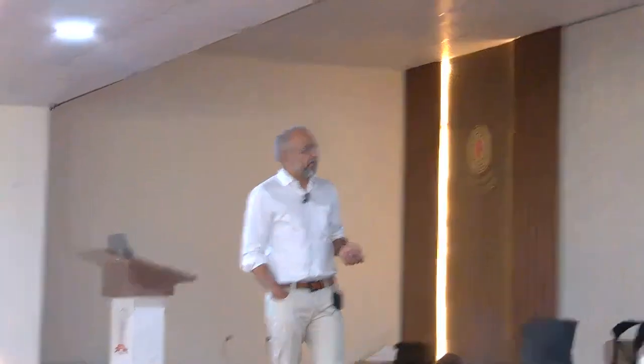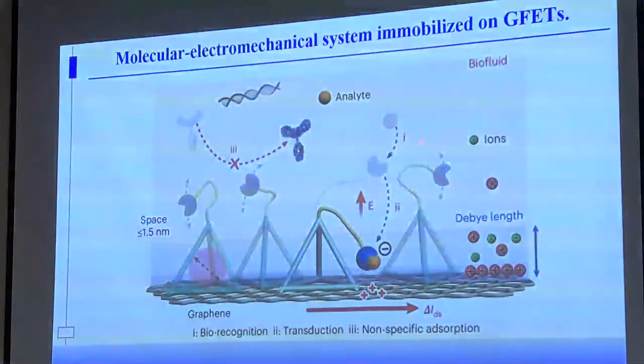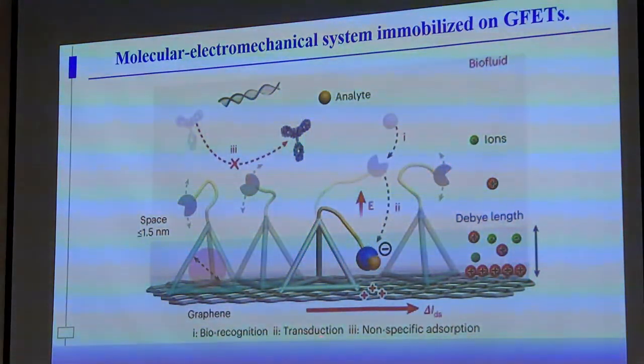In this case there are 3 steps. First is biorecognition, so biorecognition will happen. The second step is transduction, so it will take that ion and bring it within the Debye layer, within that region. And third, non-specific adsorption will happen, and then you will see a signal.